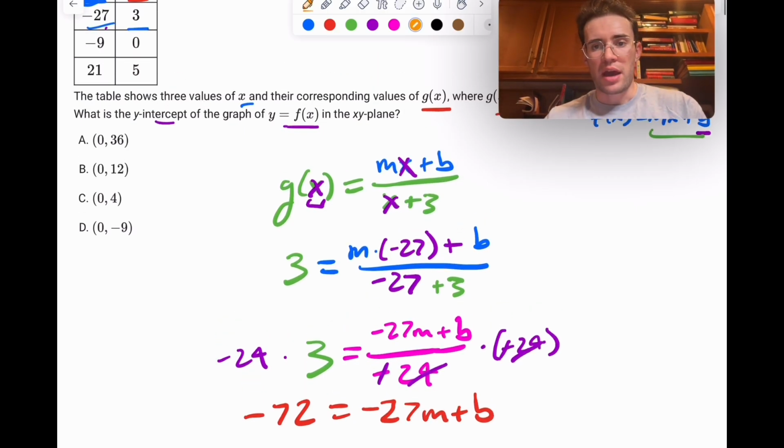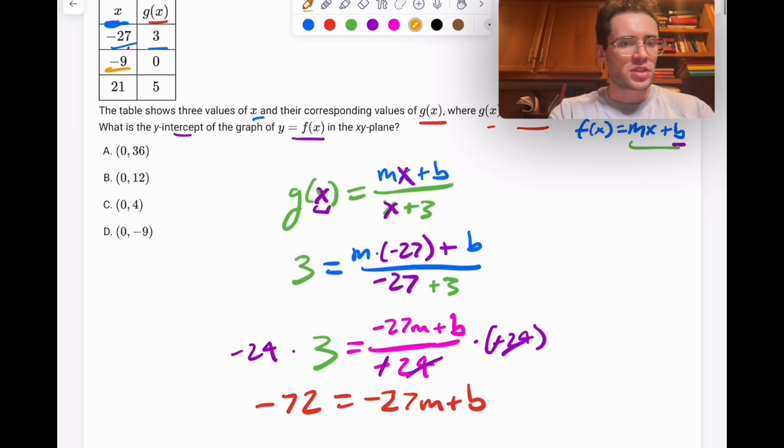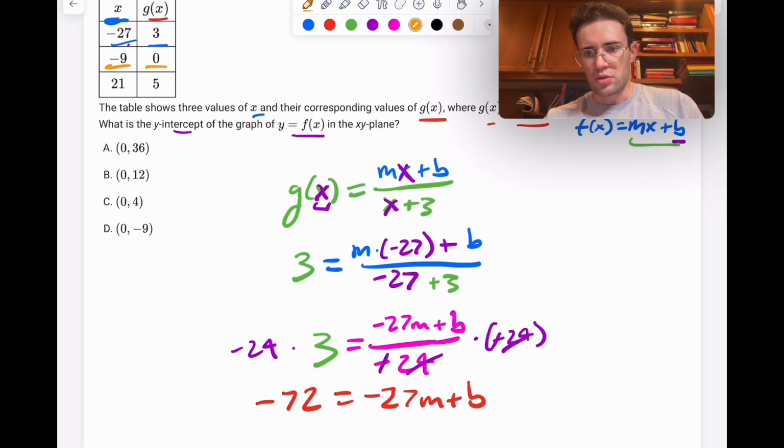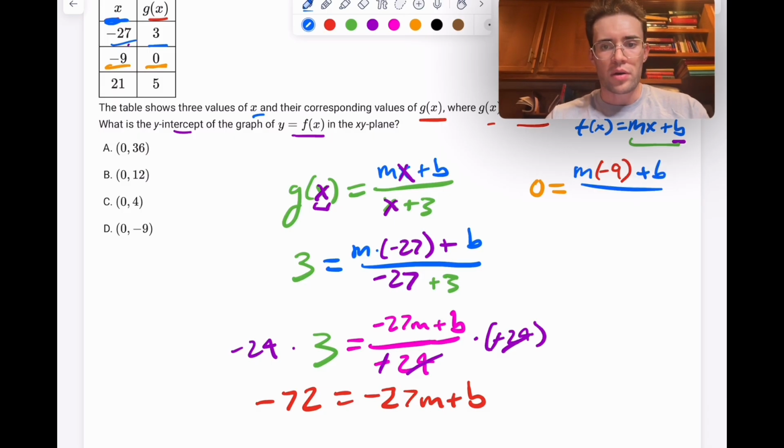And now we have to do another point. So let's do this negative 9 and 0. Hopefully the 0 will make it nice. So we'll have 0 as our output. So 0 goes in for g of x, is equal to, again, it's going to be m times x. So m times the x value is negative 9 plus b over x plus 3. Well, x again is negative 9. So negative 9 plus 3 down in the denominator.